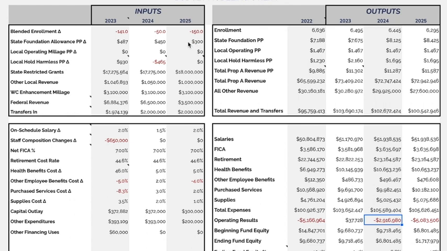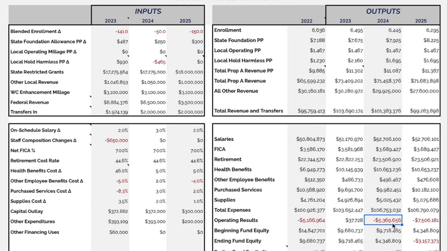Let's say for whatever reason the state gets spooked about their revenue and they say, well, we're not going to do 450. Let's say we can only increase that by 250, just to pick a number. Boom, now we're at a $4.2 million shortfall. Or let's say that on schedule salaries, for whatever reason it was decided, let's make this 3%. Now we're up to 5.4 million of a shortfall.